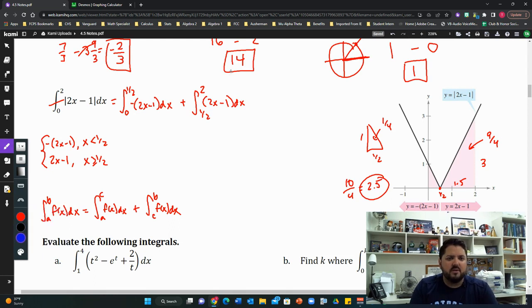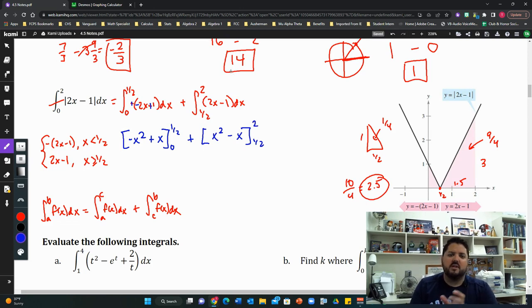Now for the first one, I'm going to distribute this negative inside, so I'm going to get rid of it out in front. That way I can just integrate each term. So for the first one, the integral of negative 2x would be negative x squared. Integral of 1 would be plus x from 0 to 1/2. And then we'll add to that the results from this one. So 2x just becomes positive x squared, and that would be minus x from 1/2 to 2.